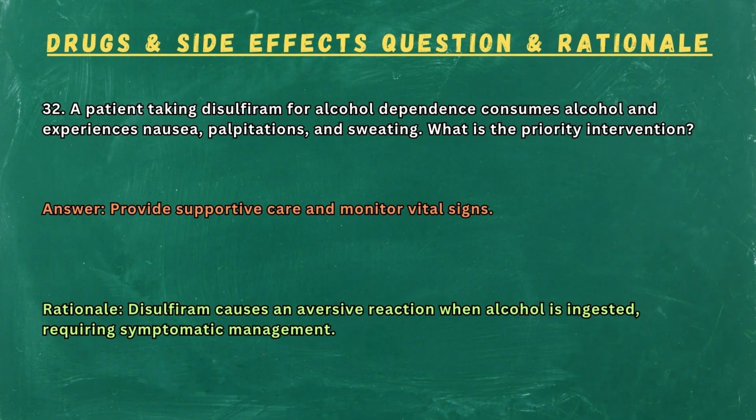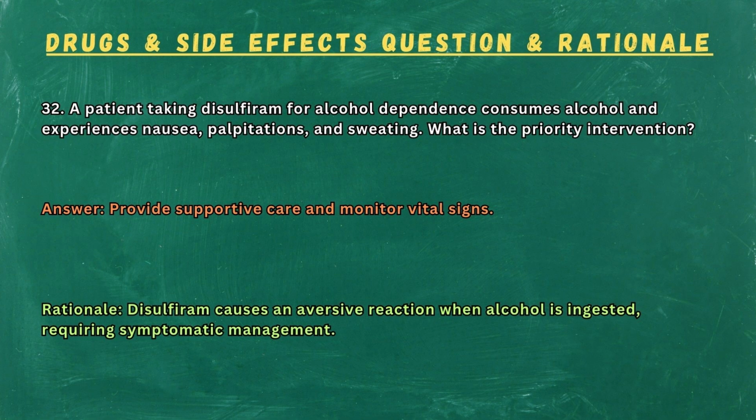32nd, a patient taking disulfiram for alcohol dependence consumes alcohol and experiences nausea, palpitations, and sweating. What is the priority intervention? Answer: provide supportive care and monitor vital signs. Rationale: disulfiram causes an aversive reaction when alcohol is ingested, requiring symptomatic management.